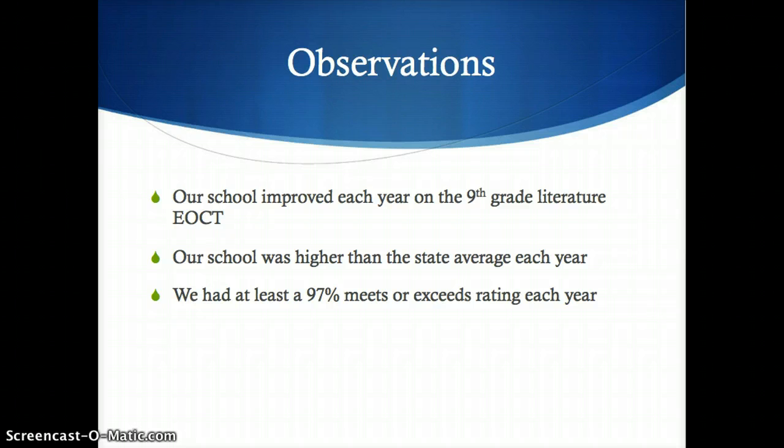Next, some general observations. Our school improved each year on the 9th grade literature EOCT. That is a great thing that we should not overstep. And next, our school was higher than the state average each year. We were almost 10% higher each year, if not 12% higher each year than the state. And then lastly, we had at least a 97% meets or exceeds rating every year, which is a great goal to accomplish. Our goal is 100% every year, but it is a great goal to at least be 97% meets or exceeds each year.